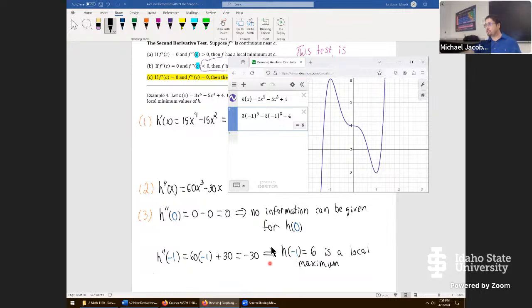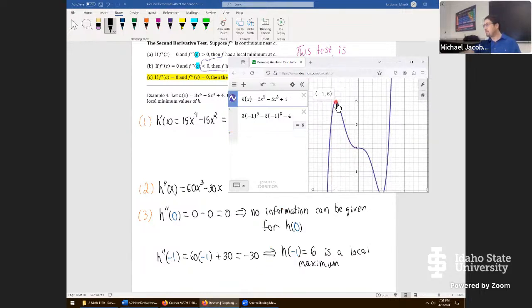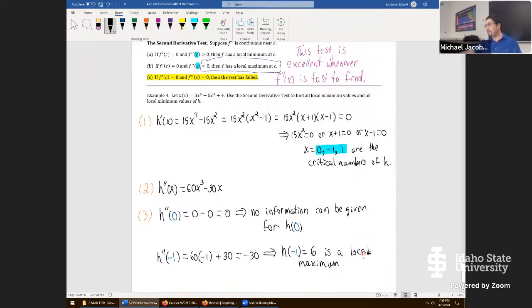Double checking the graph, because it's good to check as you go. If you put in -1, yep, right at -1, we have a local maximum at height 6. So everything is checking out so far. Any questions, folks, with that first conclusion here?